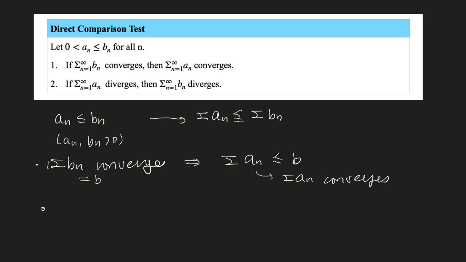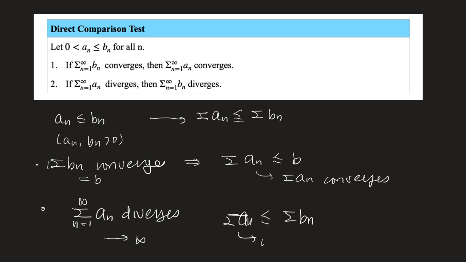Second, now this time the summation from n equals 1 to infinity of a_n diverges, which means it goes to infinity. So how about the summation of b_n? Of course, this also goes to infinity. This series diverges. That's the direct comparison we're going to use from now on, but make sure which one you're going to use.